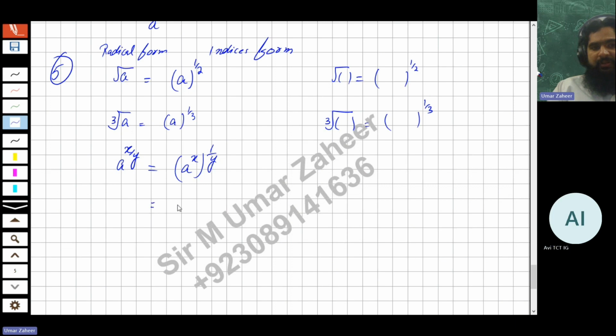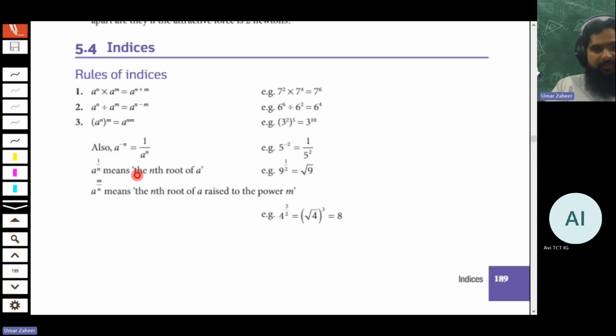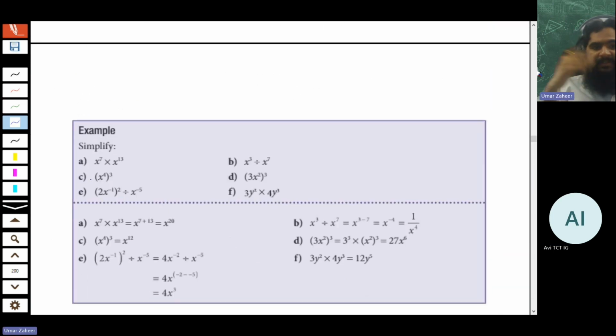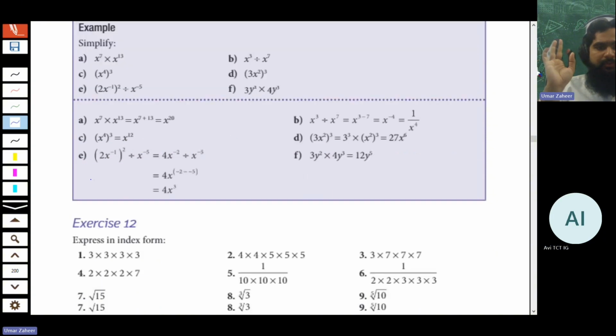You can change it into the radical form. So you will get the y root of a raised to power x. So you must know how to convert the radical form into the indices form and the indices form into the radical form. It is written here. Clear? These two things are clear? We just have to do the rules only.